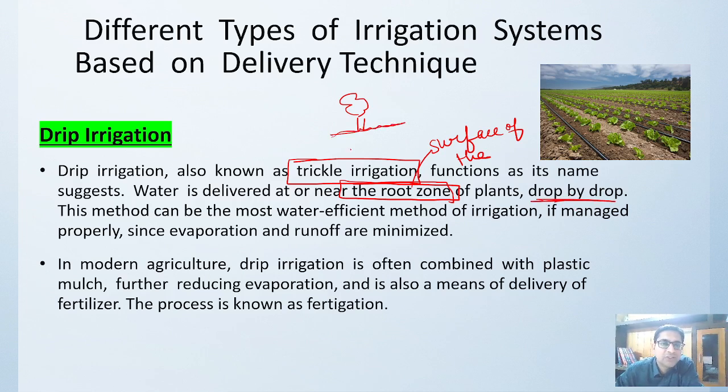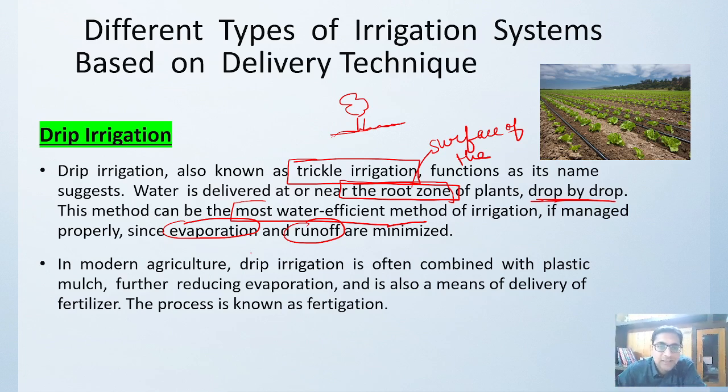Okay, so that is why it is called the most water efficient method of irrigation. If you are able to manage it properly, it will prevent evaporation to a large extent, and runoff will be minimized, because whatever water is needed, the roots will absorb it and there will be no runoff. You will see that only a certain part of the field will remain wet and the rest will remain dry. So only what is needed, how much is needed, is supplied there.